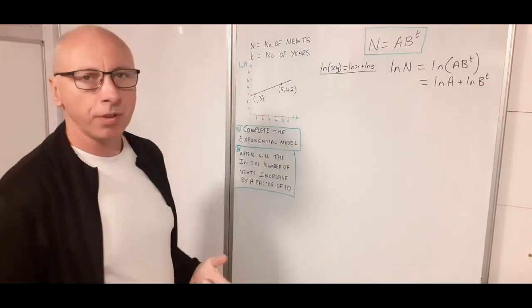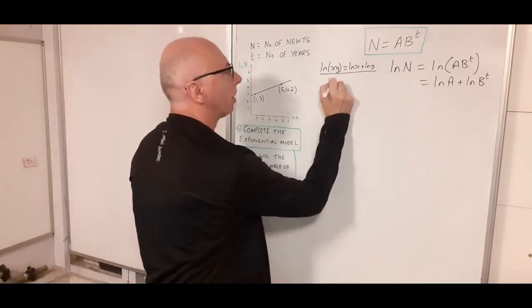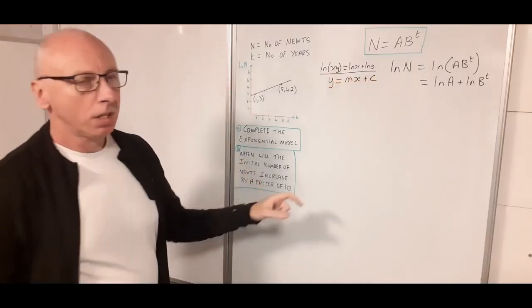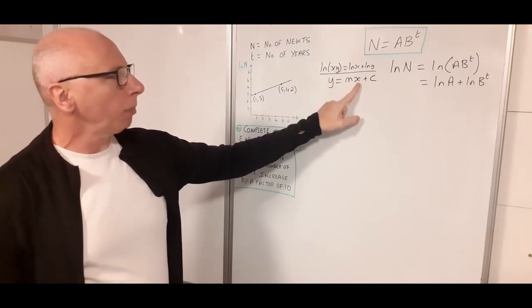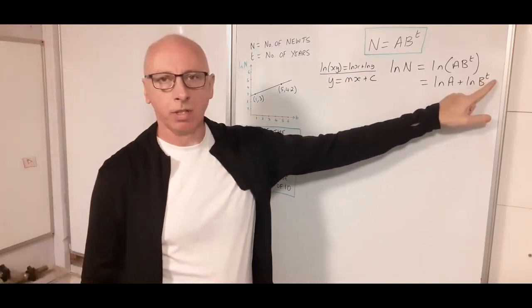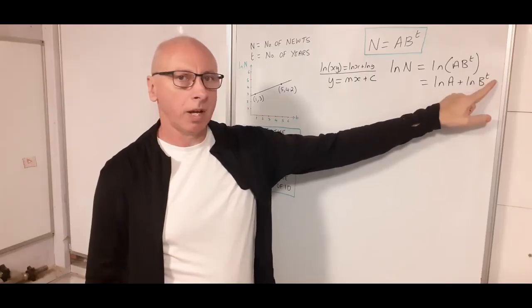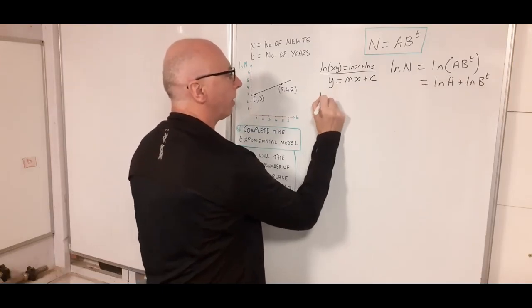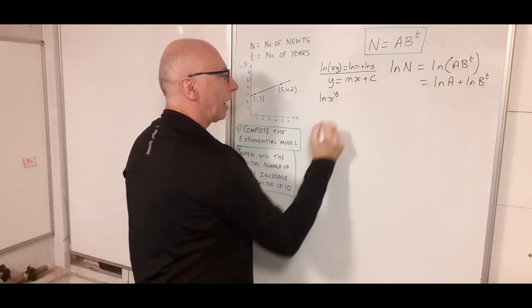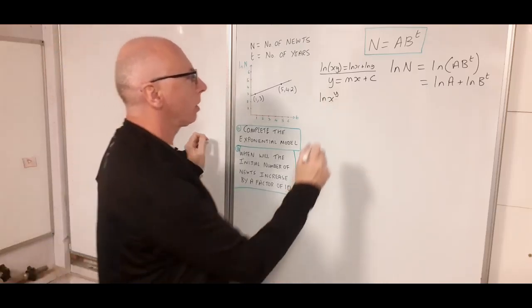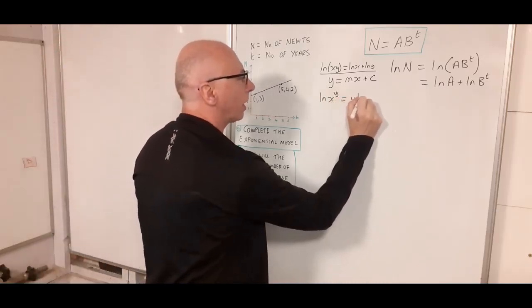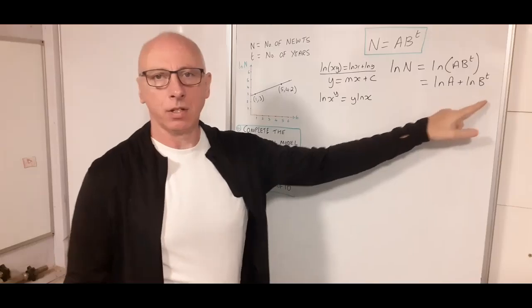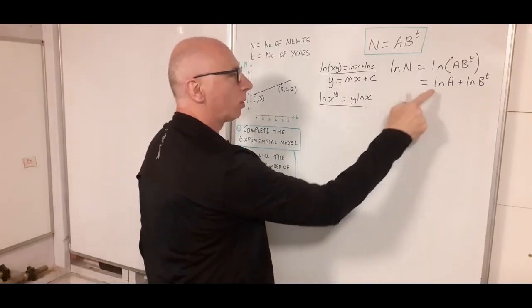We want to get something that looks a bit like y equals mx plus c. So here we've got m multiplied by x, here we've got something to the power of. So we need to apply another logarithm rule. So if I've got this one here as another example, ln of x to the power of y, that's equivalent to y ln x. So I can apply that to this one. So let's apply that rule here.